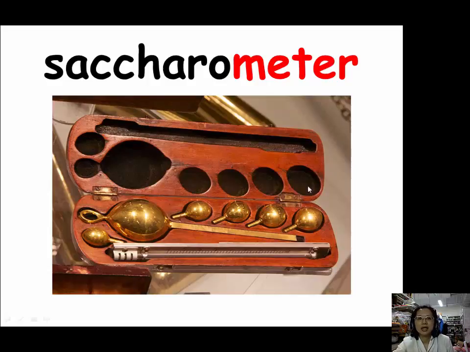A saccharometer may be either a polarimeter because sugars have light polarity, or it can be a hydrometer or a closed container in which the volume of carbon dioxide produced by fermentation may be measured. One way or the other, they can all be called saccharometer.